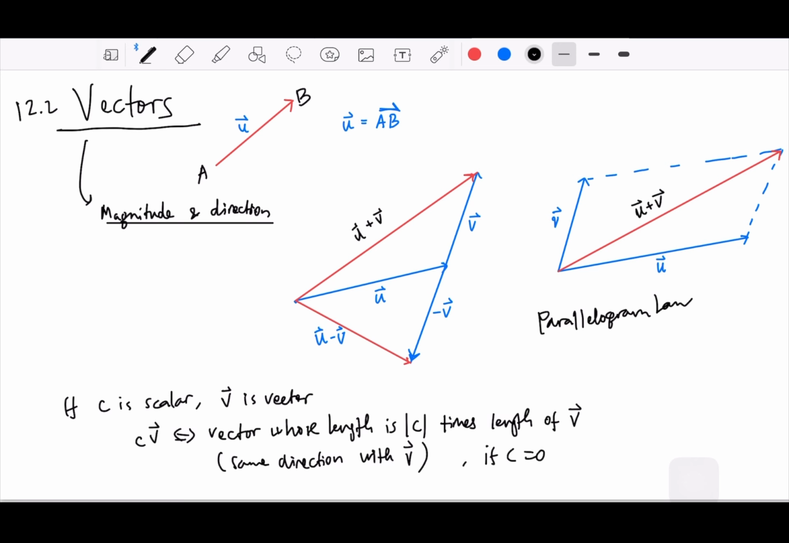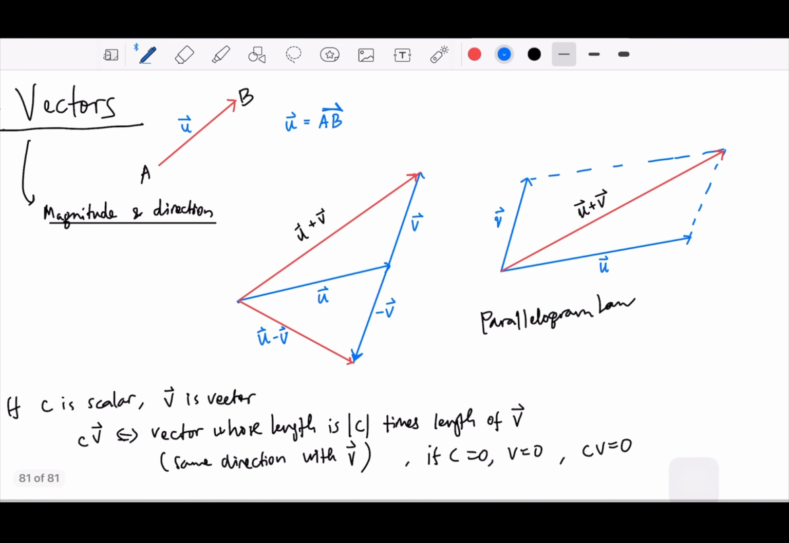If C is 0 or phi is 0, then C phi is equal to 0. Which means that if we have this as U, then maybe the half of U is maybe like this. Or maybe if you take twice, it becomes twice.